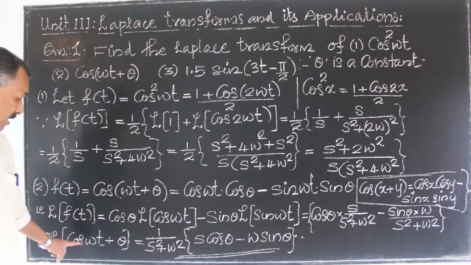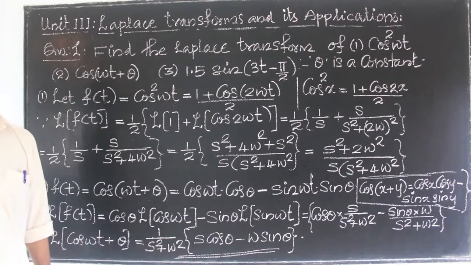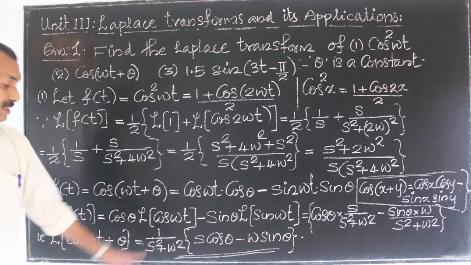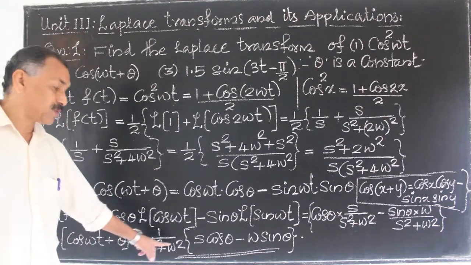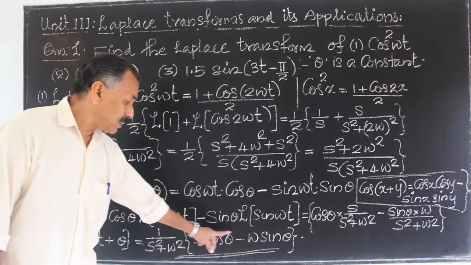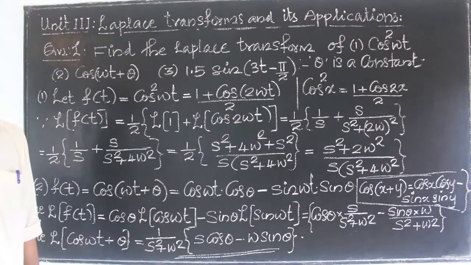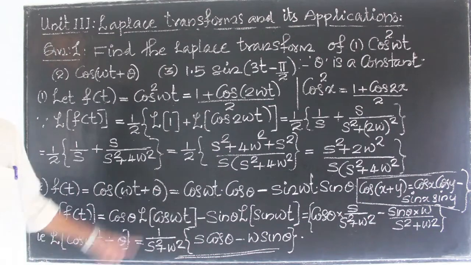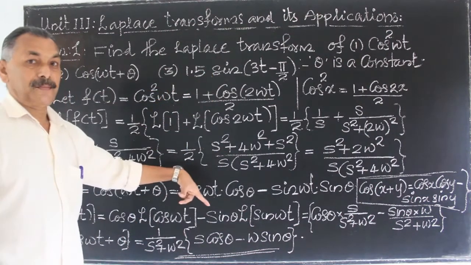പക്ഷെ അതിന് പകരം L of cos omega t ആയിരുന്നെങ്കിൽ s divided by s square plus omega square എന്ന് പറഞ്ഞേനെ. അല്ലേ? പക്ഷെ ഇതിന്റെ കേസ് എന്താന്ന് നോക്കി L of cos(omega t plus theta) is equal to 1 divided by s square plus omega square into s cos theta minus omega sin theta. Okay? എന്നാൽ ഇതൊന്ന് സേവ് ചെയ്യുക. അപ്പോൾ ഈ മൂന്നാമത്തെ പ്രോബ്ലം ഇത് കഴിഞ്ഞിട്ട് നോക്കുക.